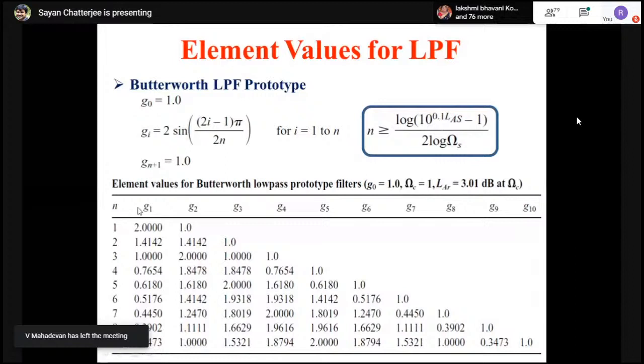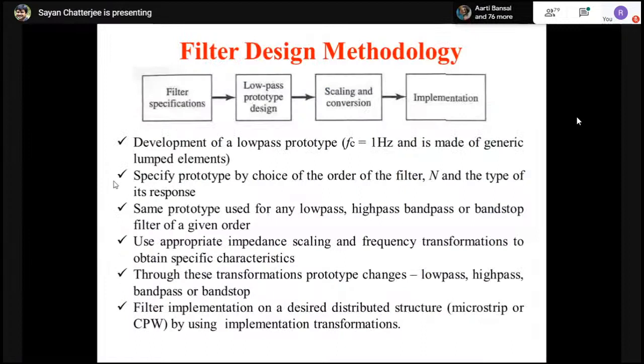So on that basis, ultimately, now we can come to the flow chart, how to design any filter. So you have a specification. With that specification, you first design the low pass normalized prototype. For that low pass normalized prototype, you should think about the normalized conductance and your cutoff frequency also normalized to 1. Then after that, you find out what is the number of elements.